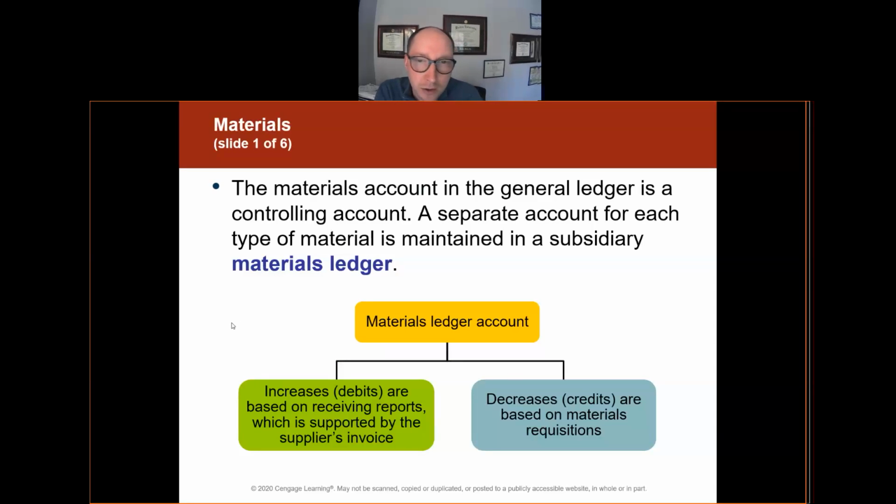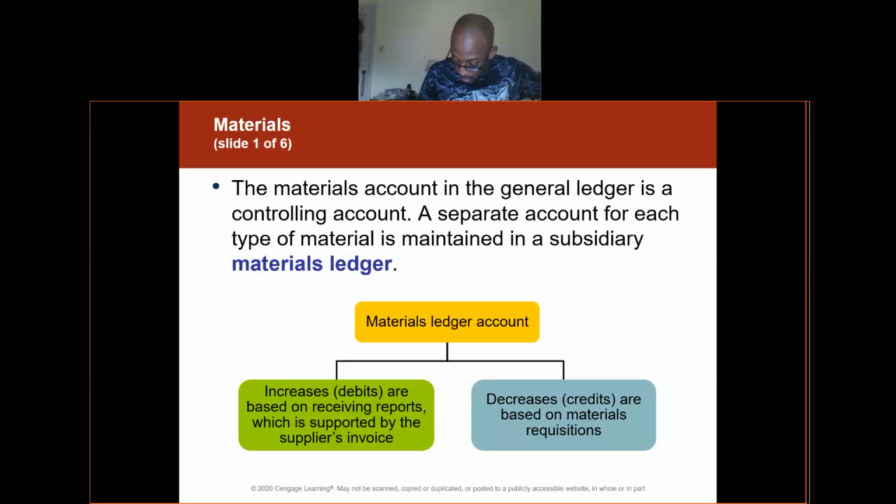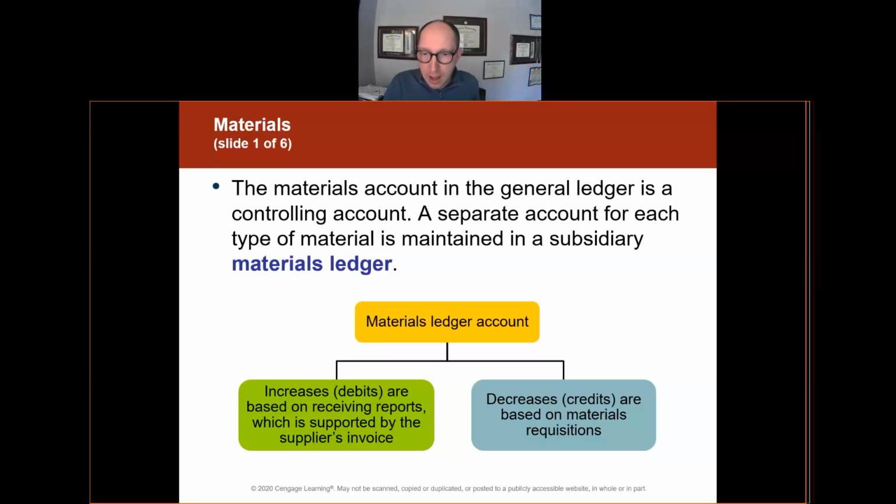The materials ledger is the general ledger of which is a controlling account. The materials ledger is increased when I receive the reports and decreased based off of materials requisitions. Think about it this way. When I purchase raw materials, I increase my raw materials account because I am receiving more raw materials. I decrease my raw materials account when I am transferring raw materials out of raw materials and into work in process.